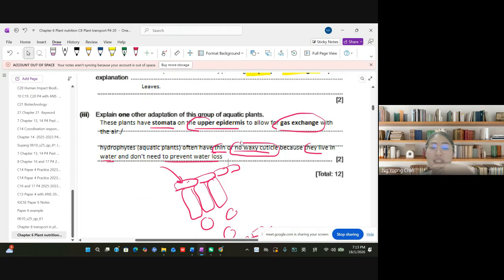This is worth 2 marks. Whenever they ask you to explain one adaptation of this group of aquatic plants, after you mention the adaptation, which is stomata on the upper epidermis or thin cuticle, you should elaborate on the point. Why should you have stomata on the upper epidermis? Because you want to allow for gas exchange. So this is the way you need to answer this question: explain the reason why you have this kind of adaptation. You have a thin or no waxy cuticle because the plant doesn't need to preserve any water. They are not required to prevent water loss. So explain the reason behind it.